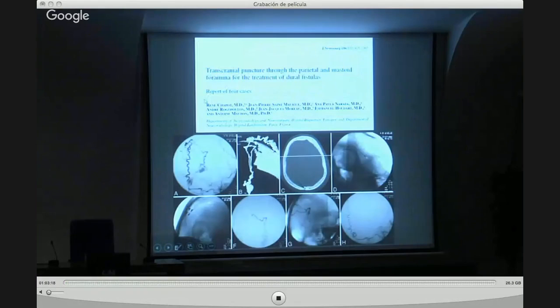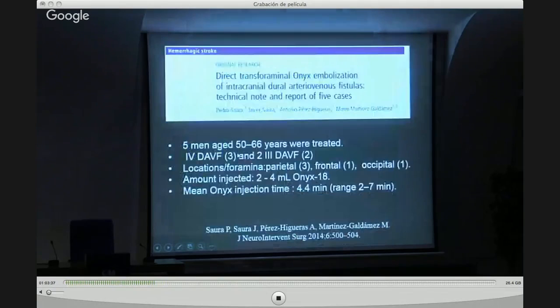This is the paper that Chapot published years ago, and of course that was our inspiration for our experience. The main difference with this work is that this group used glue as a liquid agent, and comparing with this group, we have done these cases with Onyx. So we published this in JNIS 1 year ago.